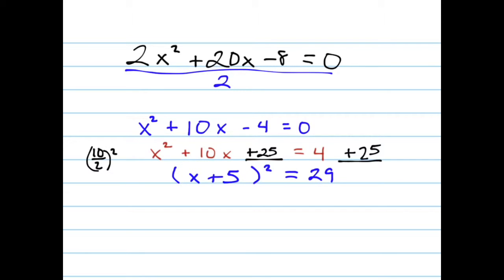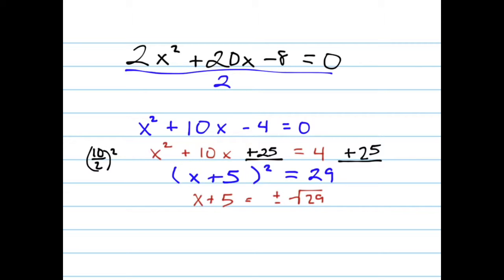What's my next step in solving? The little weird looking thing? Yeah? Take the square root of both sides. We take the square root of both sides. It cancels the square on the left. And on the right, we have plus or minus square root of 29. Remember, there's 2.